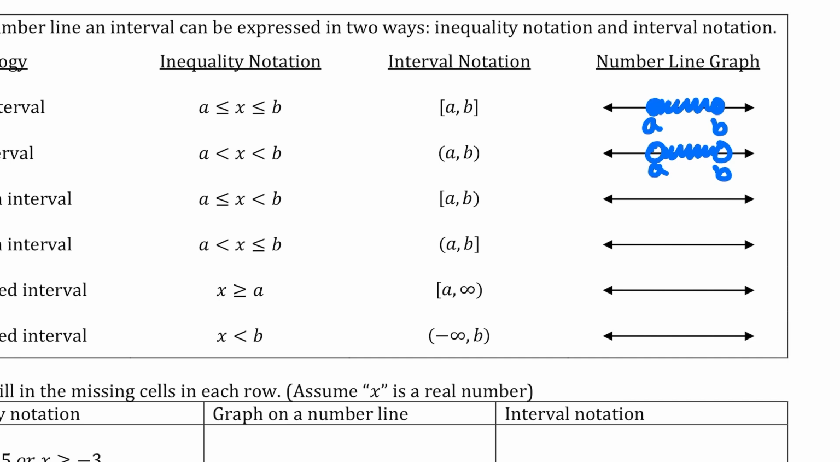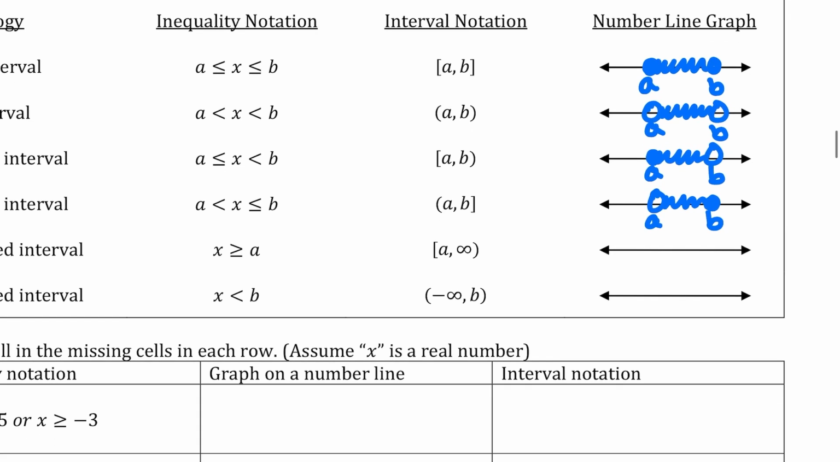And then we can have half open or half closed, whichever way you see it. In this case, we're including A, but not including B. So there's a closed circle at A, but an open circle at B. We can also not include A, but include B. So that means open circle at A, closed at B, and everything in between.